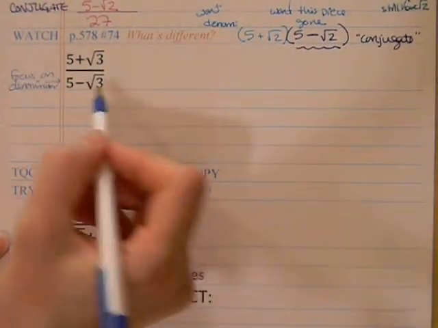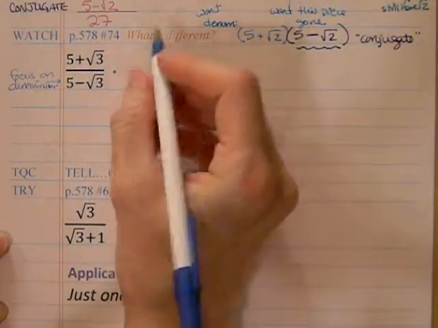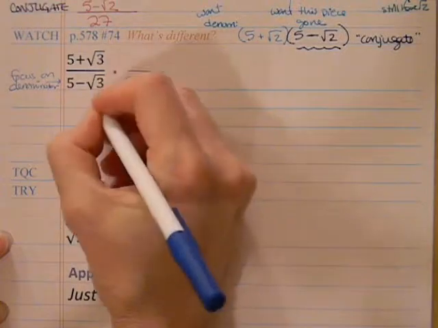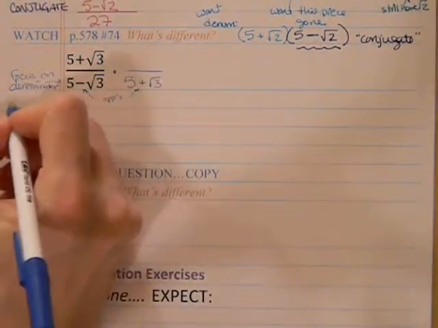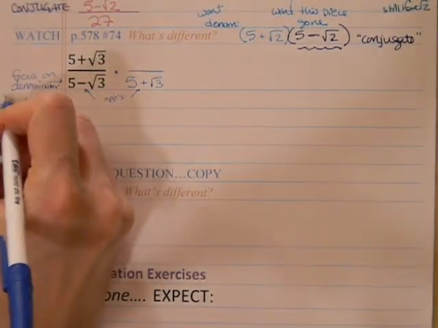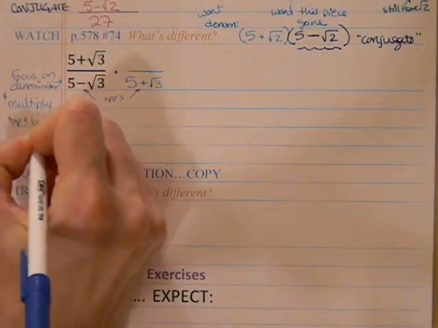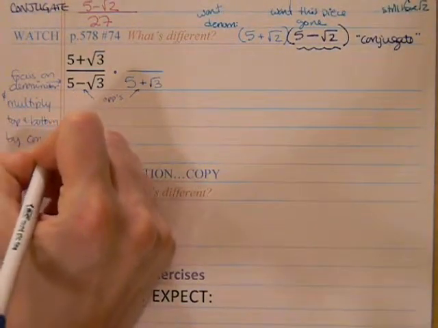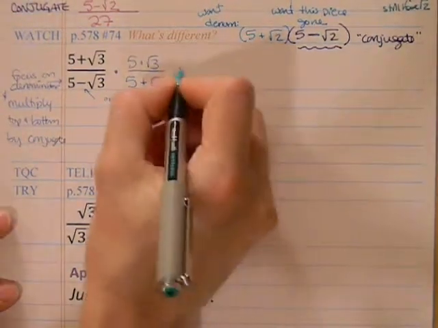Right? And we're going to multiply by the conjugate. In this case, it's going to be 5 plus radical 3. Okay, so these are opposites. So we're going to focus on the denominator and multiply top and bottom by the conjugate. So remember, top and bottom that we're multiplying by, these have to be the same.